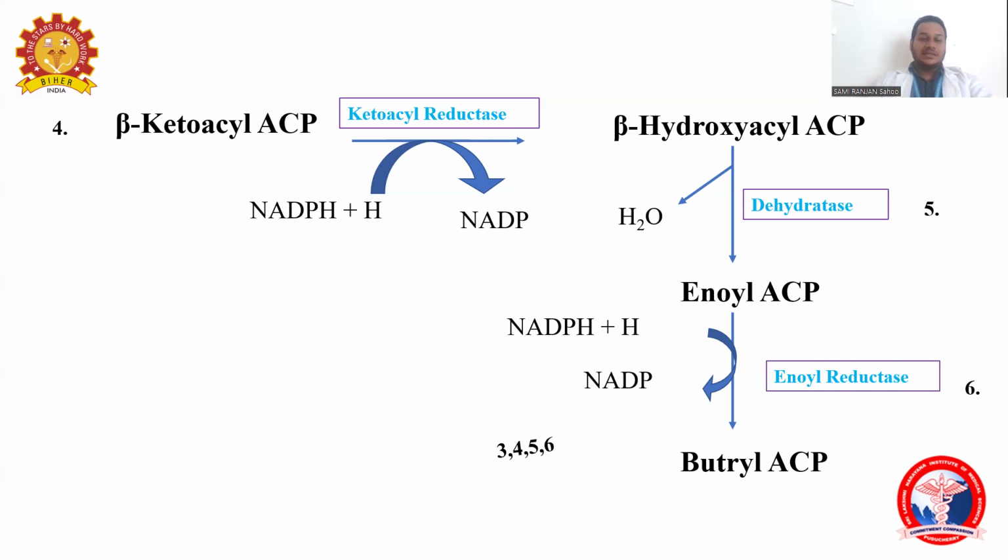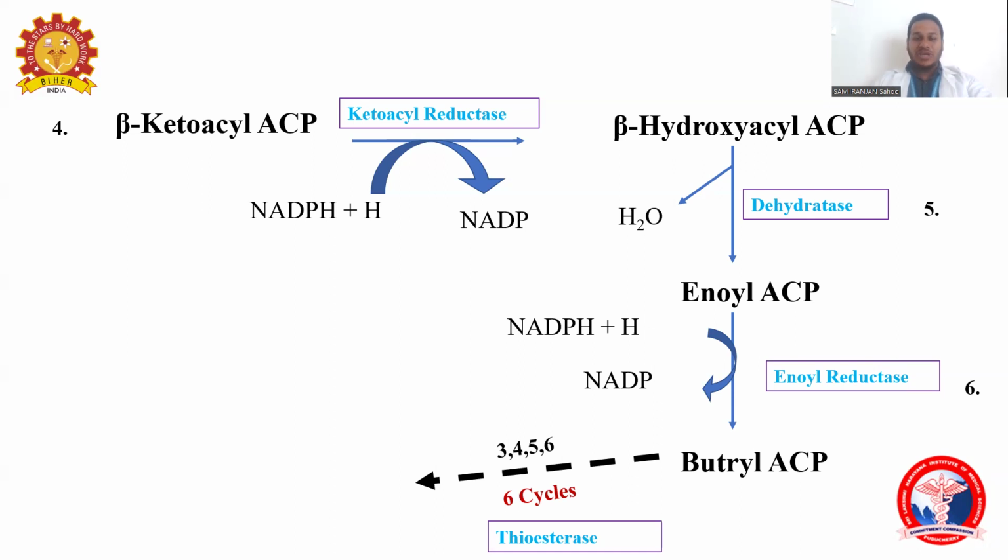So finally, the third, fourth, fifth, and sixth reactions go for 6 cycles, and finally, with the help of thioesterase, which is known as the releasing enzyme, it will form palmitate. It's very important. I will repeat it again.